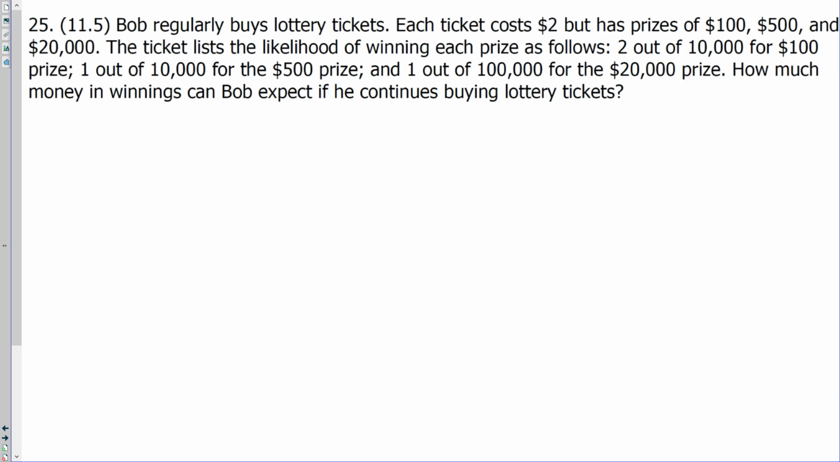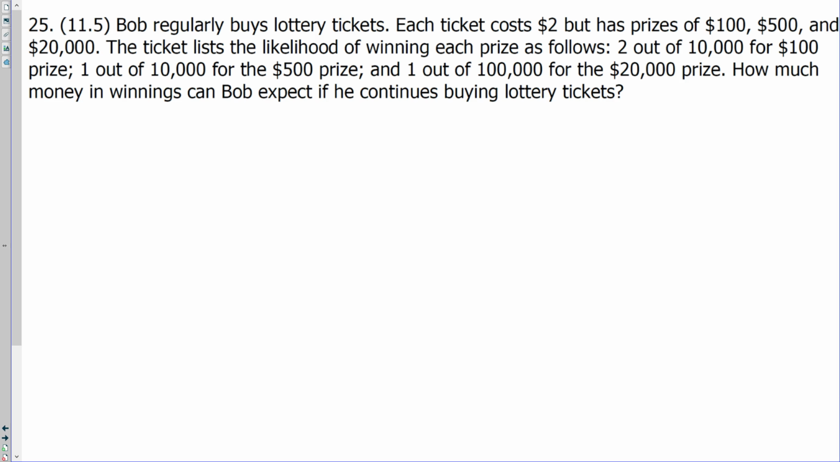Problem 25 comes from section 11.5, which is our expected value section. So Bob regularly buys lottery tickets. Each ticket costs $2, but has prizes of $100, $500, and $20,000. The ticket lists the likelihood of winning each prize as follows: 2 out of 10,000 for the $100 prize, 1 out of 10,000 for the $500 prize, and 1 out of 100,000 for the $20,000 prize. How much money in winnings can Bob expect if he continues buying lottery tickets?